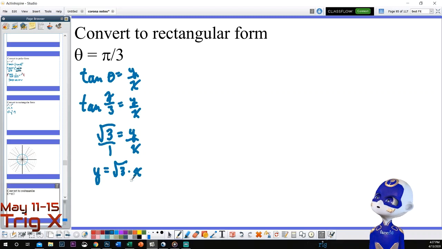You have a y and an x. You always know that something's in rectangular form when you no longer have an r or a theta. All you have are x's or y's or both. So I'm all finished. Believe it or not, that square root of 3 over 1, or square root of 3, is the slope for this line. So if I graph this, this would be the same as the square root of 3 times x plus 0, right? So your y-intercept would be 0, and your slope would be square root of 3, so you'd go up square root of 3 and over 1. We're going to do the same thing with this graph.